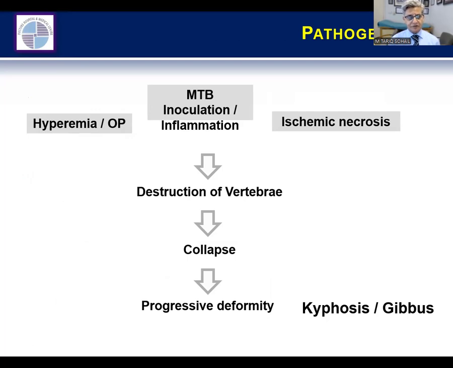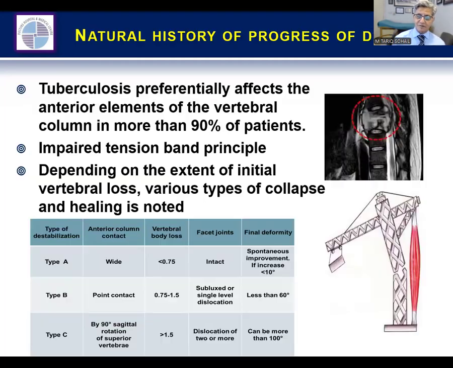If you look at the pathogenesis, there is usually hyperemia and osteoporosis after the Mycobacterium tuberculosis inoculation and inflammation. There are vascular changes, and that produces ischemic necrosis and destruction of the adjacent vertebrae, which ultimately results in involvement of the intervertebral disc, collapse, and progression of deformity. As I said, abdominal muscle action, gravity, and loss of posterior spinal elements result in exaggerated kyphosis, and along with that, there's a gibbous formation into the canal, which impinges on the neurological structures, resulting in a varying degree of neurological compromise and presentation.